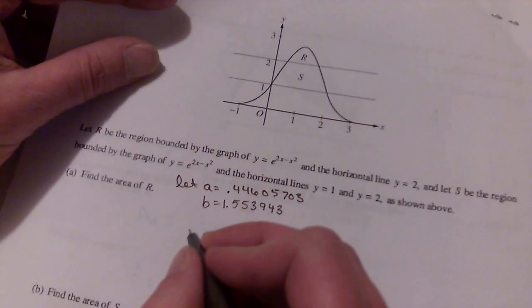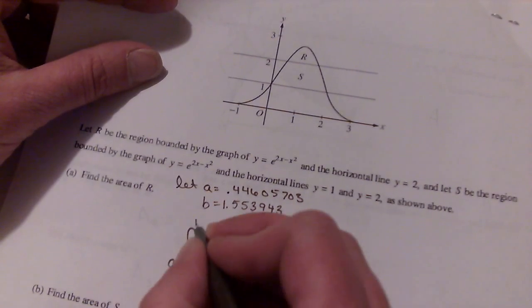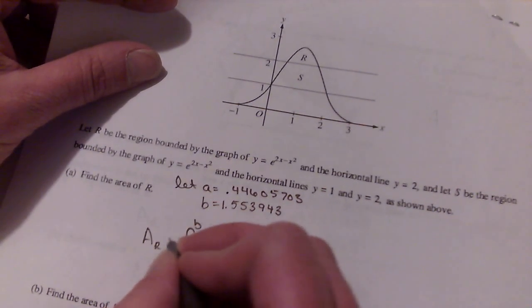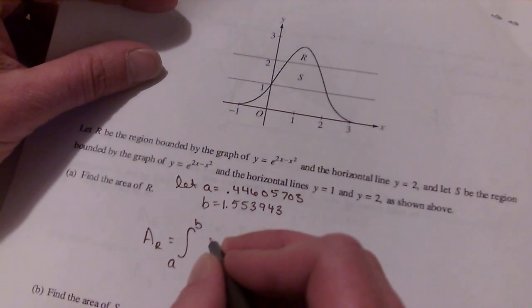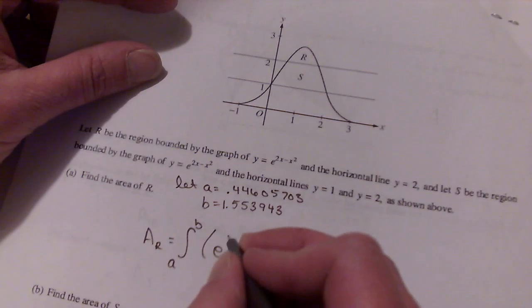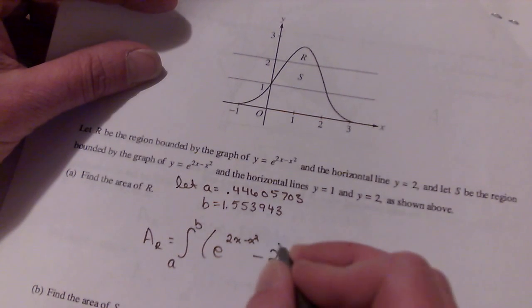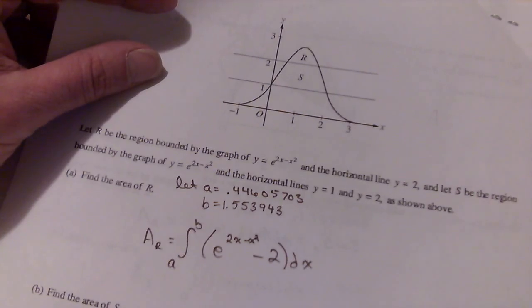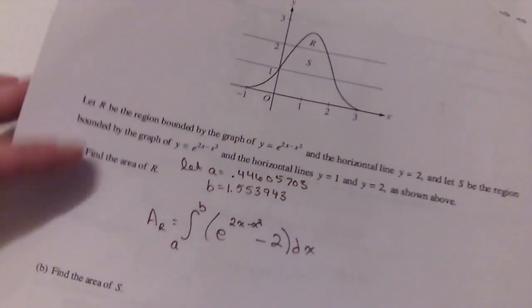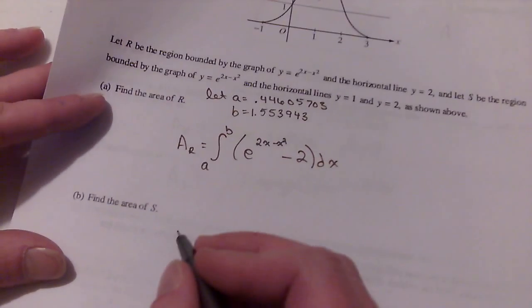So the area of R would be the integral from A to B, so area sub R, of what's on top? Well, that's y, e to the 2x minus x squared, minus the horizontal line of 2. Easy peasy. Let's set up the next one. Area of S.